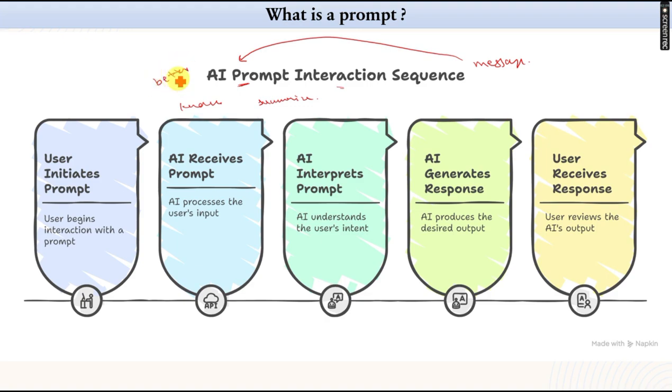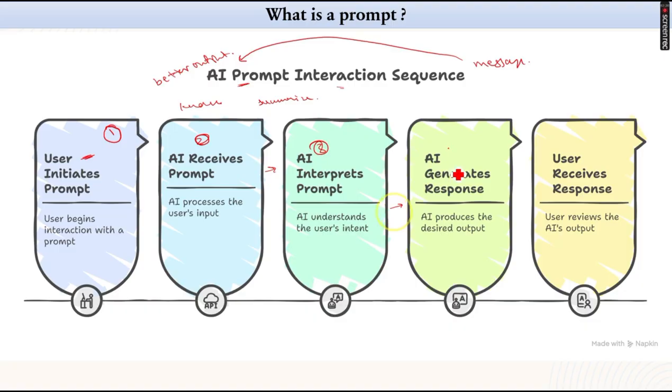Now let's take a moment to understand how the AI prompt interaction sequence works. First, the user initiates the prompt by typing something and sending it. Second, the AI receives that prompt. Then the AI interprets the prompt, trying to understand your intent, your instructions, and any data you might have given.